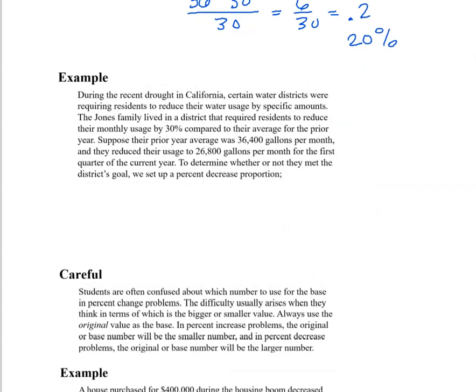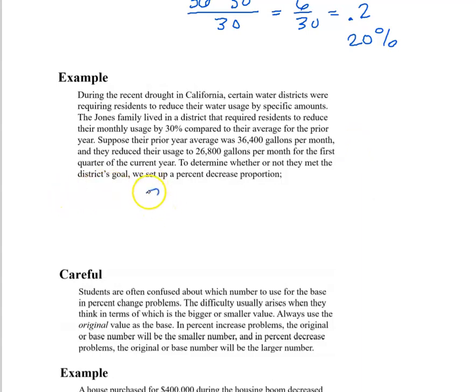During the recent drought in California, certain water districts were requiring residents to reduce their water usage by specific amounts. The Jones family lived in a district that required residents to reduce their monthly usage by 30% compared to their average for the prior year. Suppose their prior year average was 36,400 gallons per month, and they reduced their usage to 26,800 gallons per month for the first quarter of the current year. To determine whether or not they met the district's goal, we set up a percent decrease.